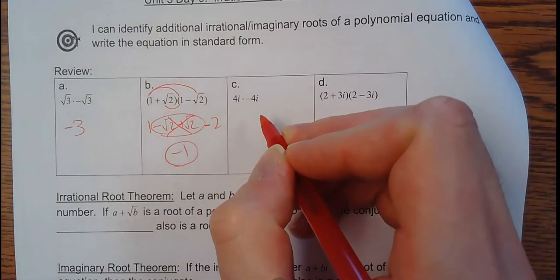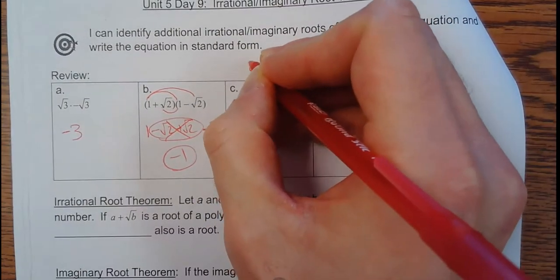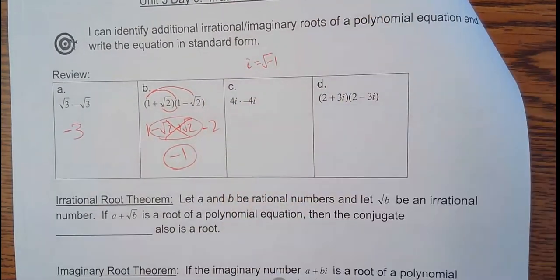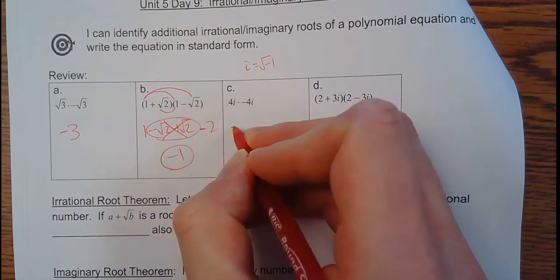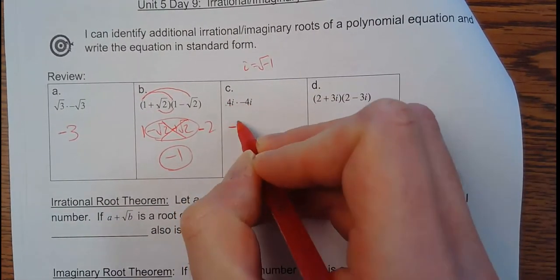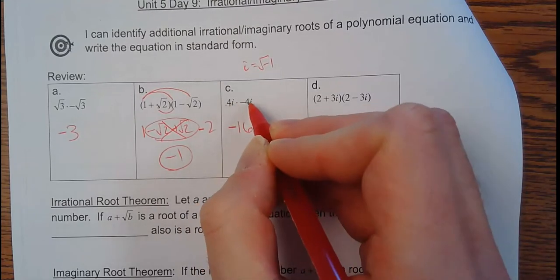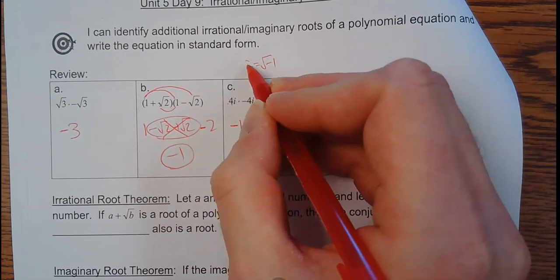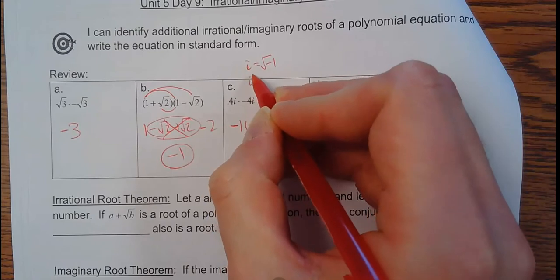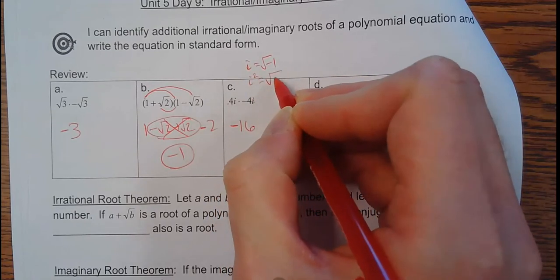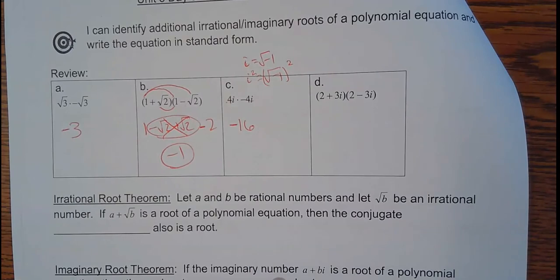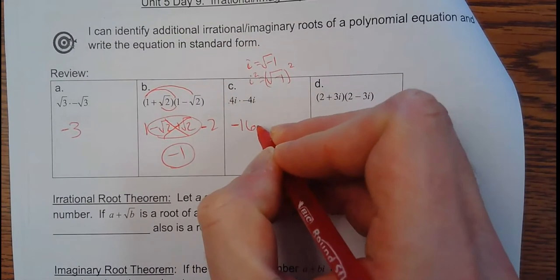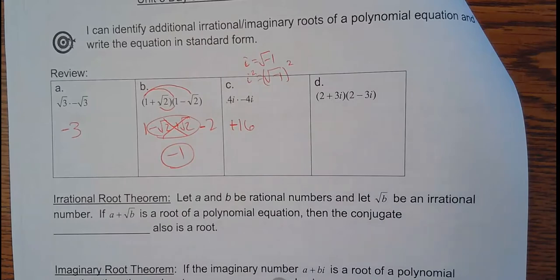4i times negative 4i. Now remember, i is the square root of negative 1, so keep that in mind. I've got a positive times a negative, that's negative. 4 times 4 is 16. i times i, if I took i times itself, that'd be the same thing as i squared, which would be the square root of negative 1 squared, which is going to be negative 1. So I'm actually multiplying this by negative 1, which is going to make that positive. So this would be a 16.